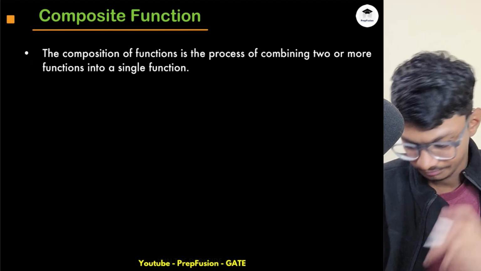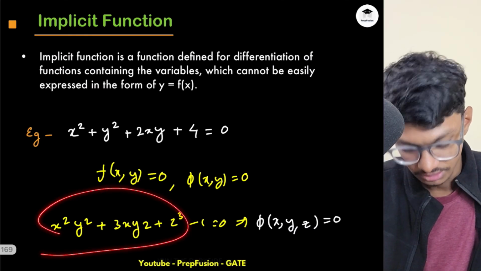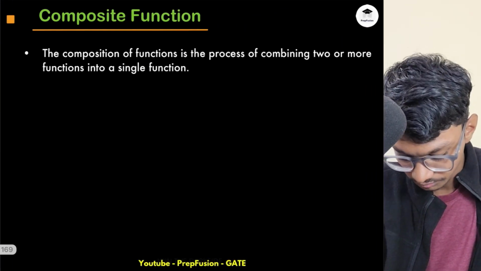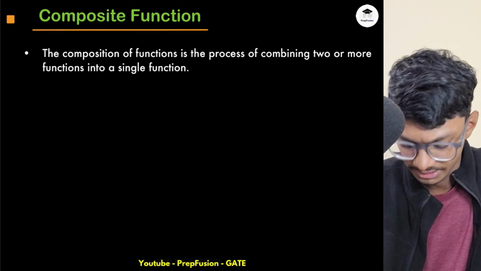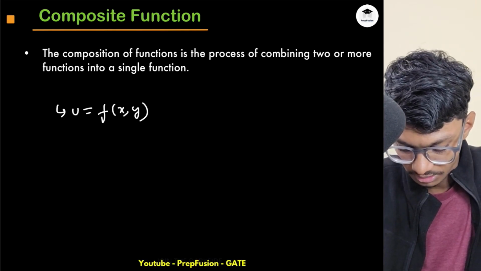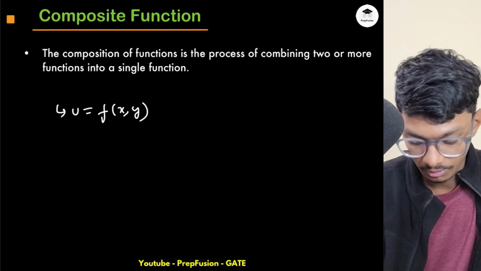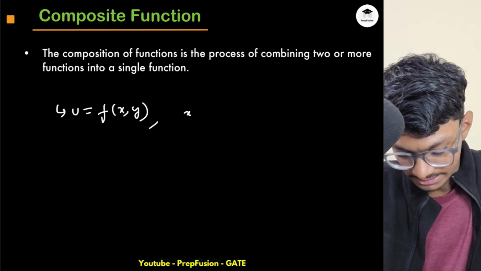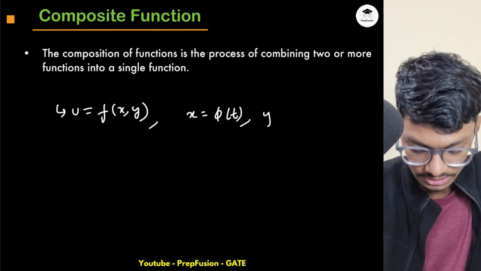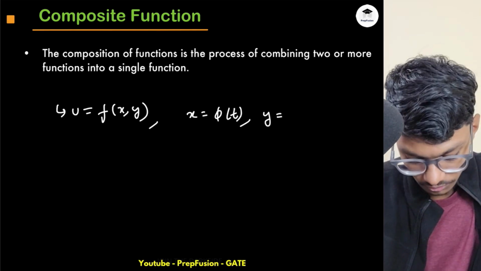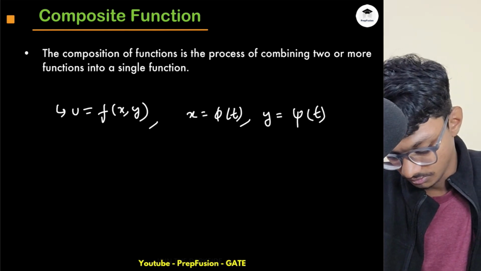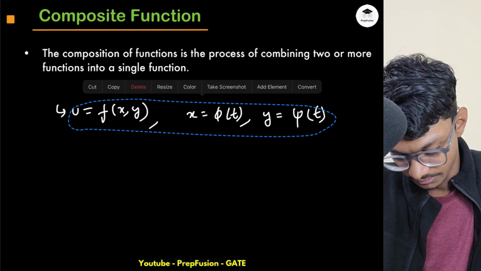What do we mean by this? Here, this is an implicit function. Two variables are independent and 1 is dependent. Now in the case of a composite function, let me take a function u, which is a function of x and y. The interesting fact about x and y is that x is another function of t, and y is another function of t. Let me make these colors different.